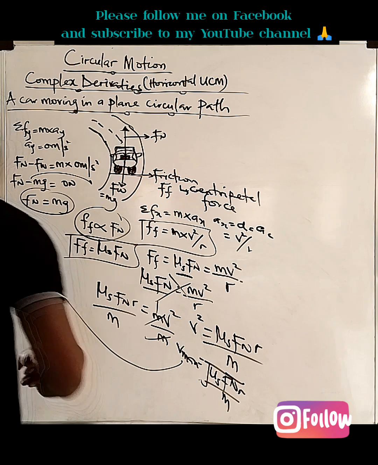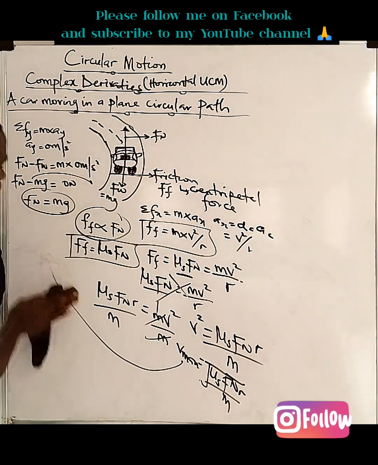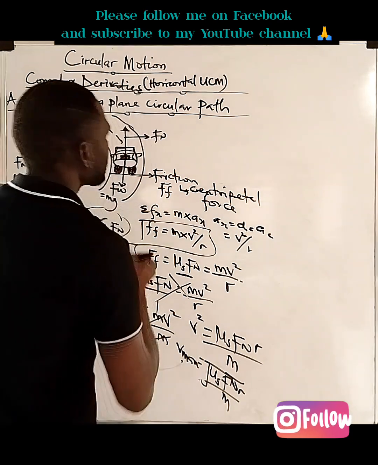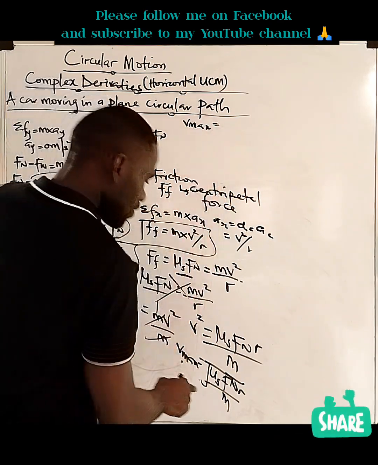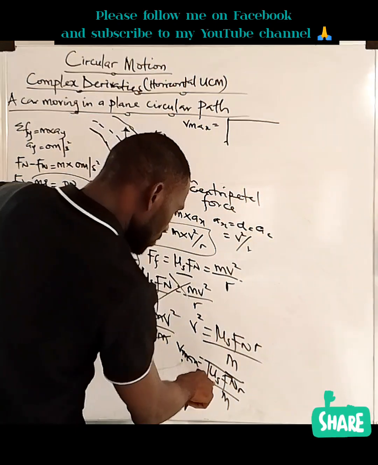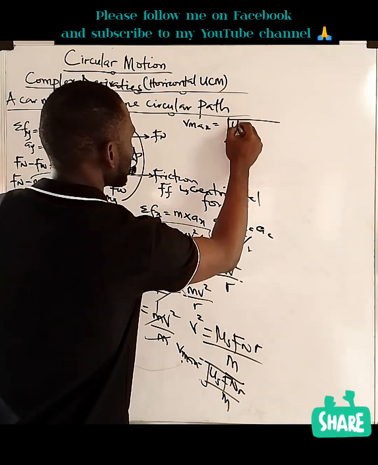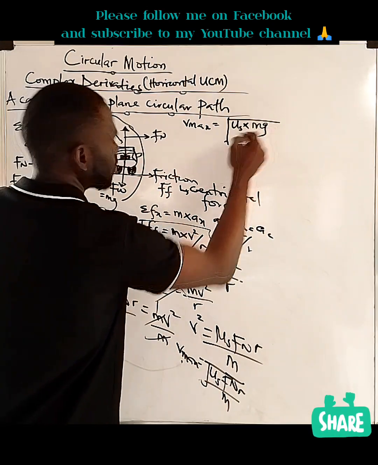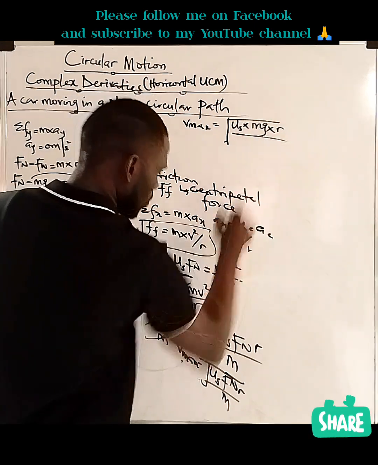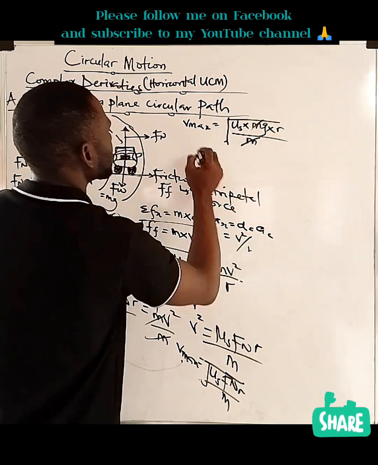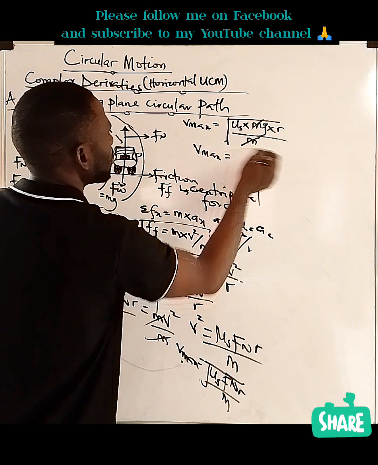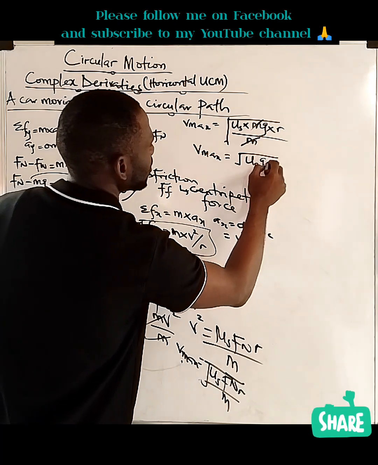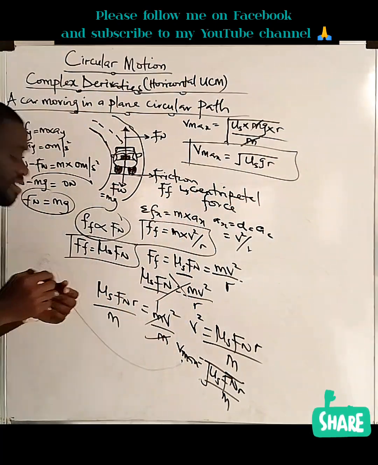Okay, let's take it to the other side for better clarity. So what this simply means is v max equals the square root of the coefficient of static friction or kinetic friction times normal reaction. What's normal reaction? Normal reaction is mass times gravity, then times radius over the mass. So divide both sides by mass. So the v max, or the speed, equals the square root of coefficient of static friction times gravity times radius. This is the basic formula for this.